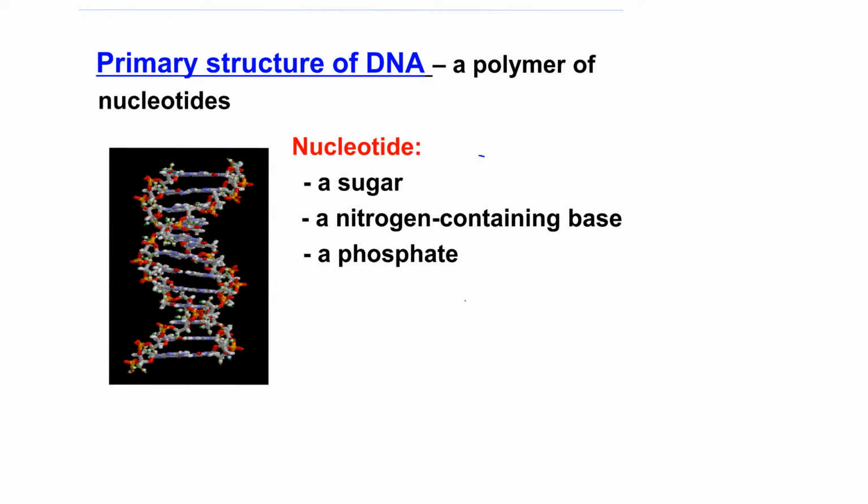DNA is a polymer, which means that it's made up of repeating monomers. Monomers are the nucleotides. So DNA is a string of nucleotides which are joined together by phosphodiester linkage. Phosphodiester linkage is formed between sugar and phosphorus and it is a covalent bond. So nucleotides, the monomer, the building unit of DNA, is composed of sugar, a nitrogen-containing base, and a phosphate. So first we will talk about the sugar.